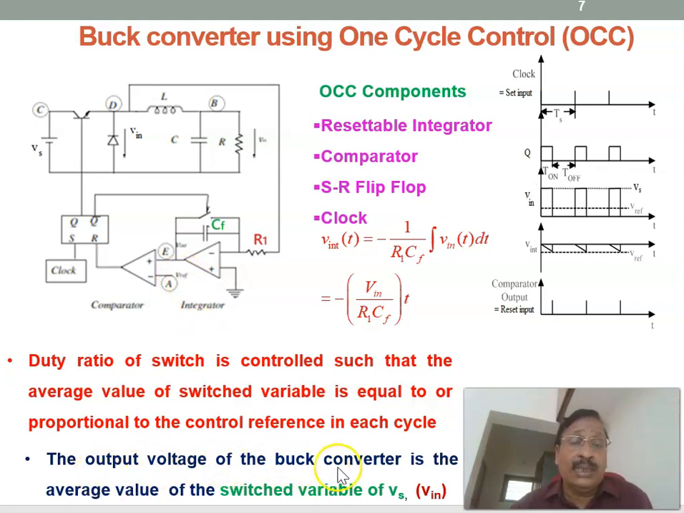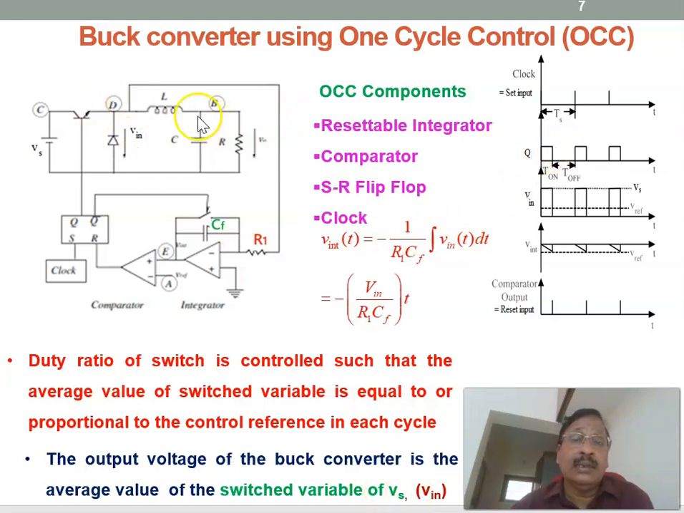And the output voltage of the buck converter is the average value of the switched variable. That is, in this case, it is equal to V in. But the same as if you take this point at this point also, there's no difference, as we'll see while doing the simulation. We can take this point to here also. It will be same in that case. Therefore, the output voltage of the buck converter is the average value of the switched variable V in.